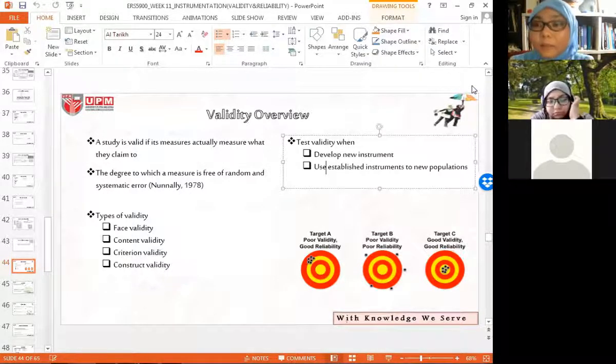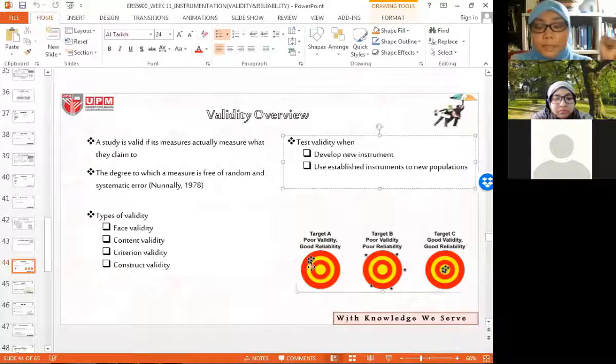Actually that's all I wanted to say. Although only 2 situations are stated there, which is when you want to develop the instrument first, and the second is when you use an established, existing instrument with a new respondent. Meaning that, to simplify, you need to run reliability and validity whenever you want to conduct a study. So validity is like this.